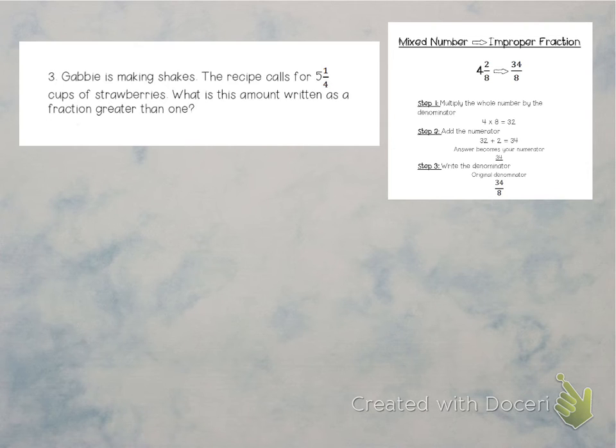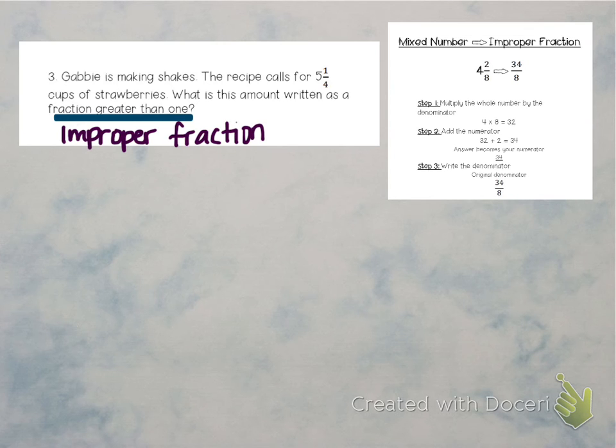Okay, let's read this one. Gabby is making shakes, and the recipe calls for 5 1/4 cups of strawberry. What is this amount written as a fraction greater than 1? When it asks for a fraction greater than 1, it is asking for an improper fraction. Okay, so 5 1/4. We're going to make that improper. Go ahead and try this one on your own and press play once you have finished.